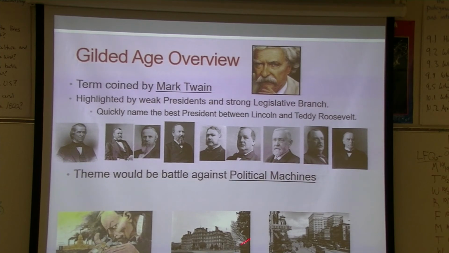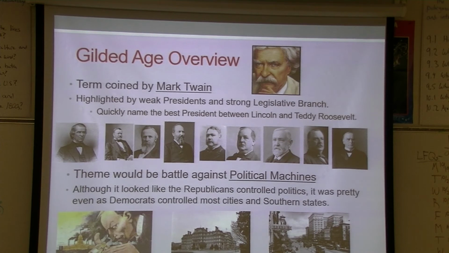So the biggest theme during this time period is not going to be our presidents, it's going to be the political machines. And when you look at it, where most of them are Republicans, it seems like the Republicans dominated, but the average difference in the popular vote for all those presidential elections was less than 1.5%. So they were very close elections. And periodically we would be switching on who was controlling the legislative branch. Where Republicans controlled some areas, the Democrats had strongholds in the southern states and in most cities.